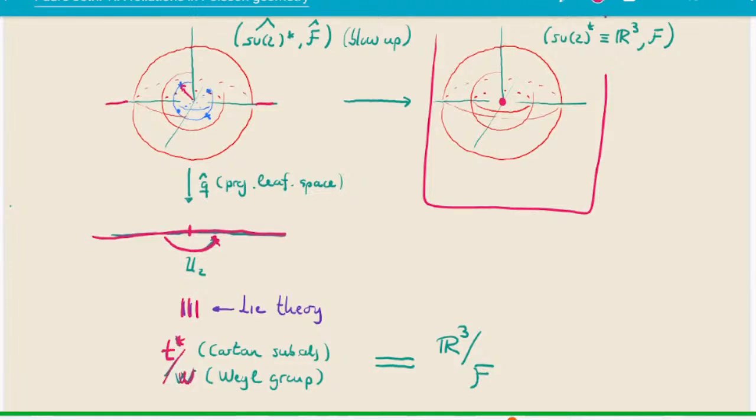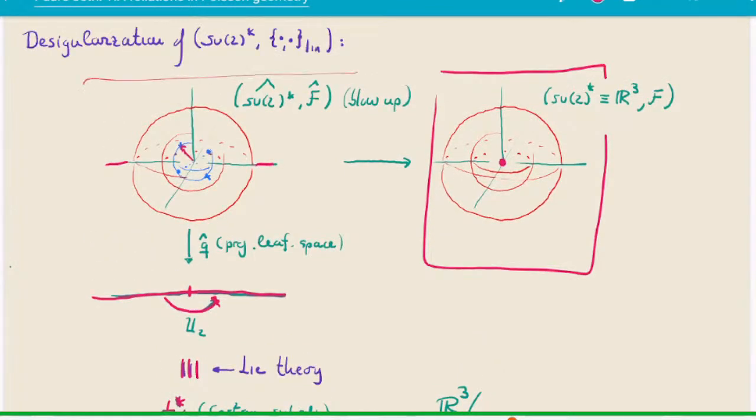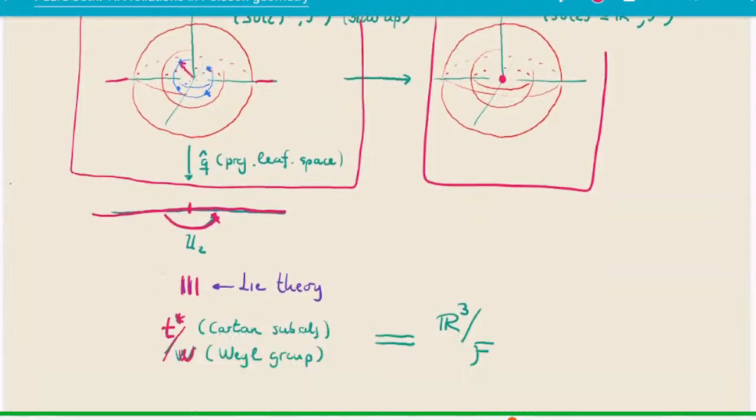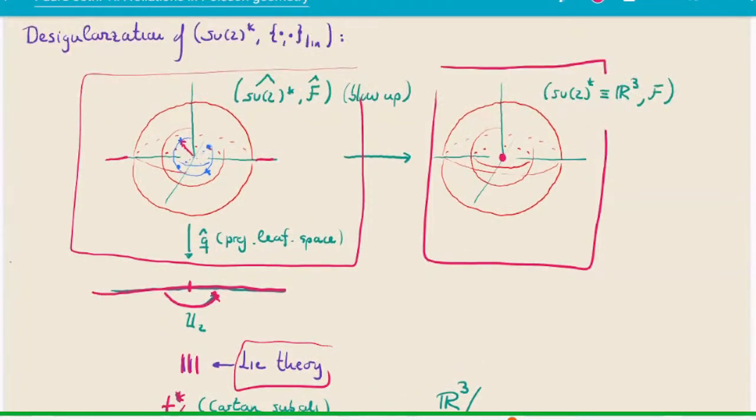So in some sense, you can think about this blow-up construction as a geometrization of a statement which purely comes from Lie theory. That is, what you're doing is giving a geometric version of the Weyl group. This Weyl group now appears as the holonomy group of the RP2 leaf that one produced.